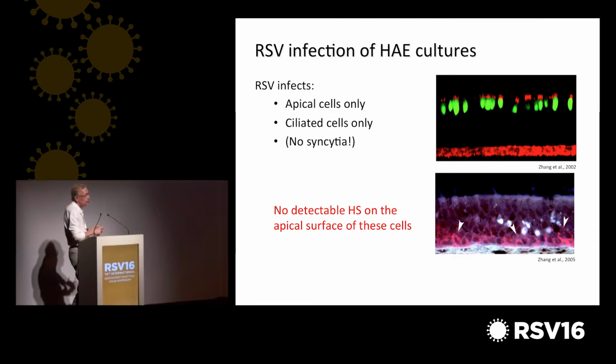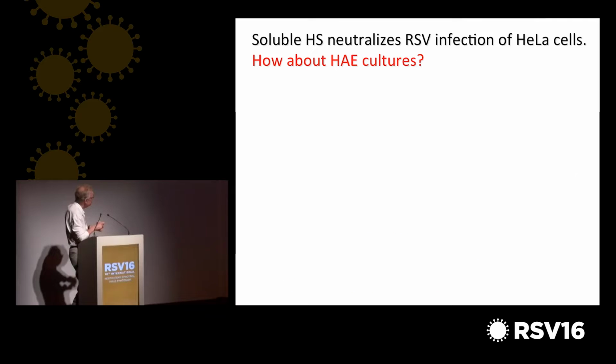Now, when we look for heparin sulfate in these cells, you don't see it on the apical surface. It's not detectable. It is detectable on the basolateral surface. So it doesn't seem then that heparin sulfate is likely to be the receptor in these cells, since it's not on the right cells.